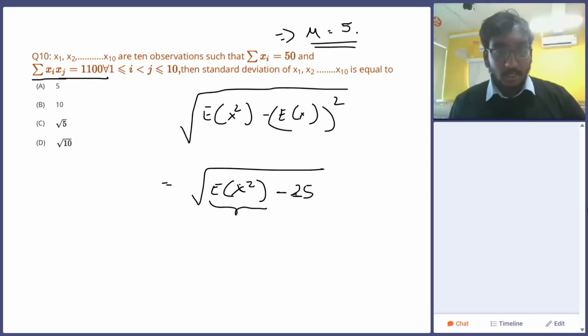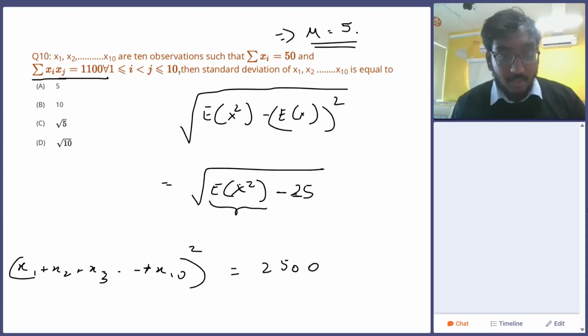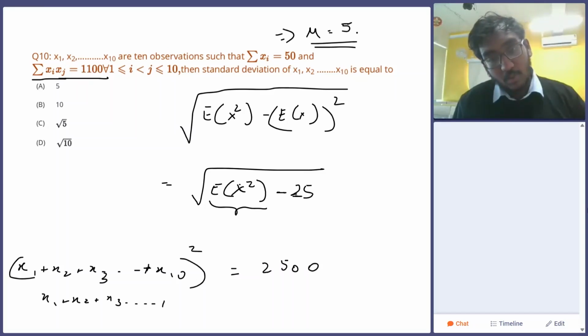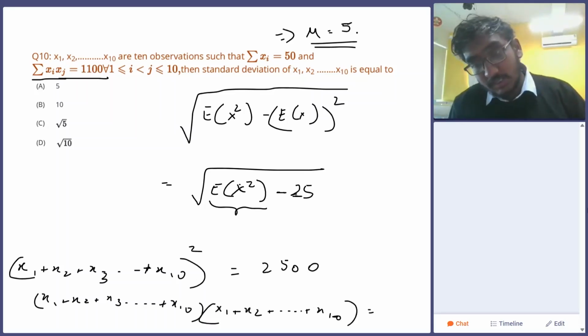Just look at this particular expression. Let's take x1 plus x2 plus x3 and so on up to x10. This is 50. I will square it on both sides. The square will be 2500. And what is this 2500 basically? It is x1 plus x2 plus x3, and so on up to x10, times the same, the number being multiplied by itself.